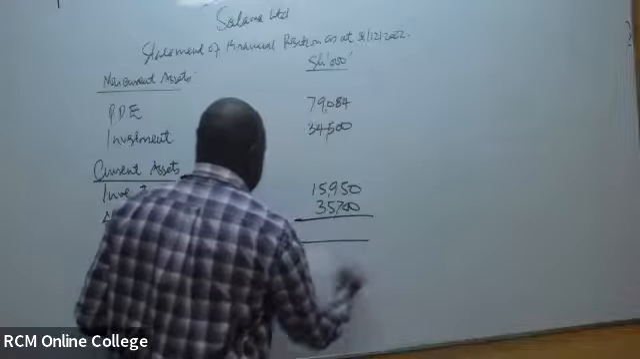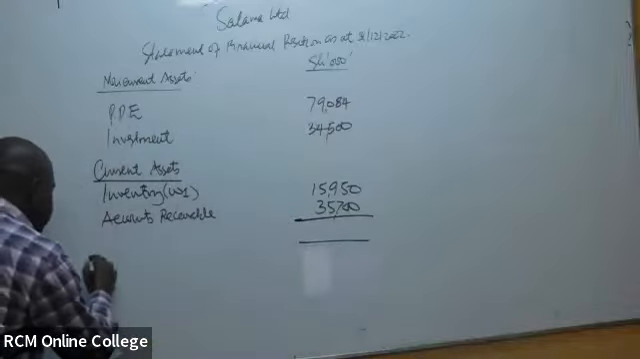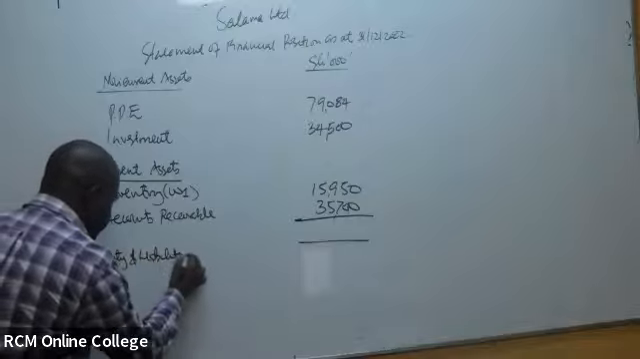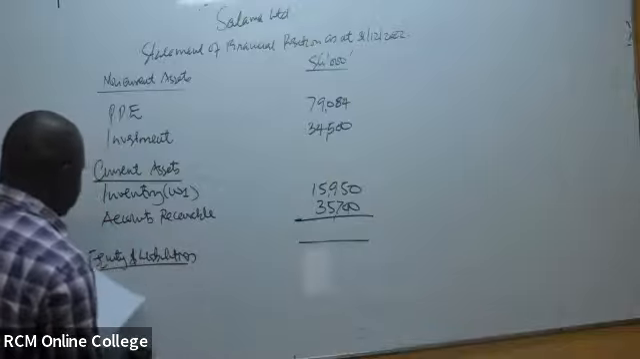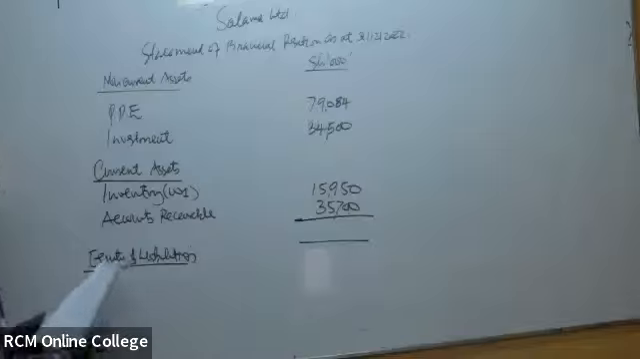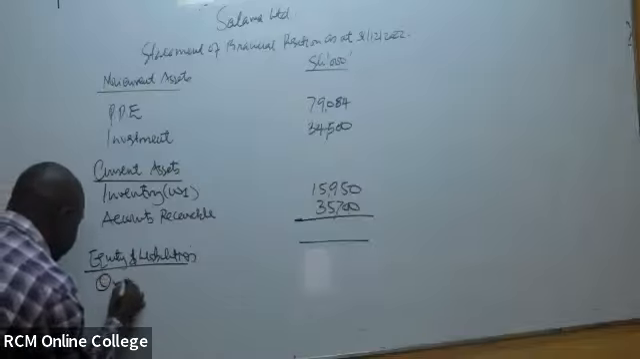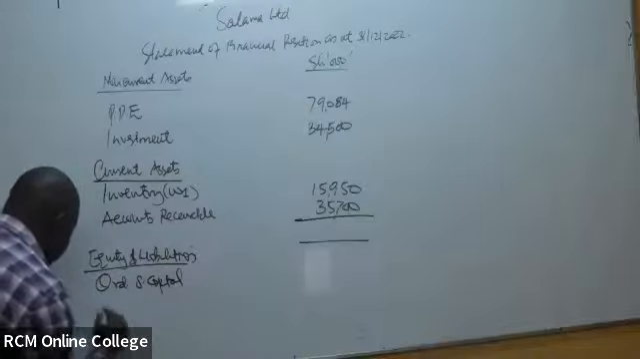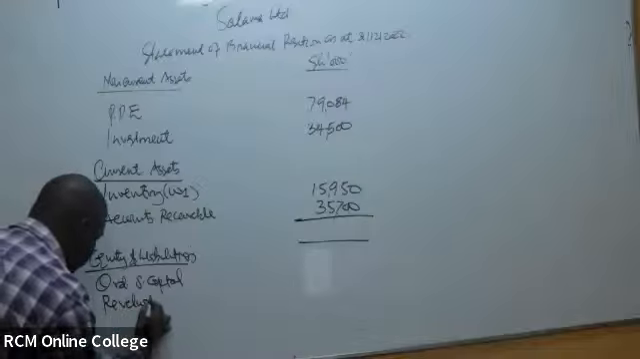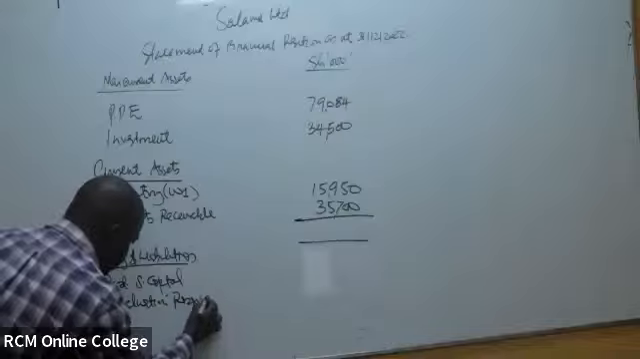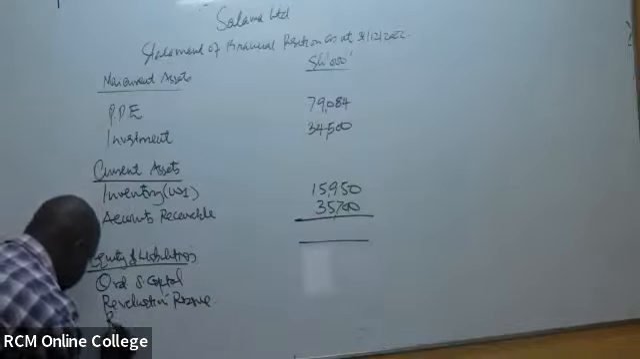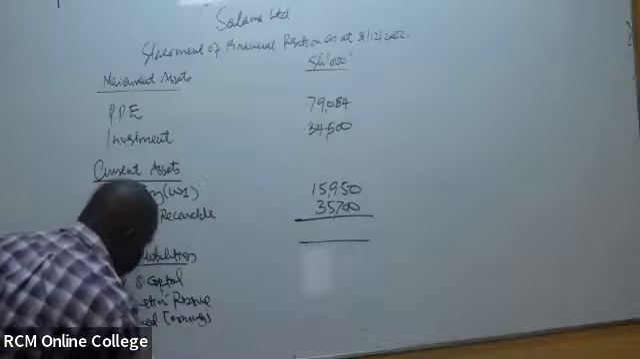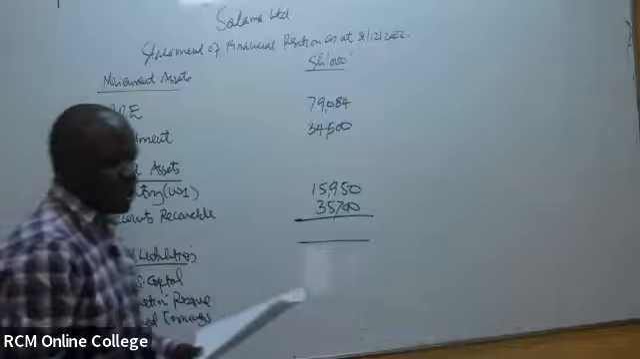And therefore, we can do that. So there we can now look at the equity and liabilities. For equity and liabilities, we've done it in the statement of changes in equity. In this case, we have ordinary share capital. We have also revaluation reserve, and retained earnings.